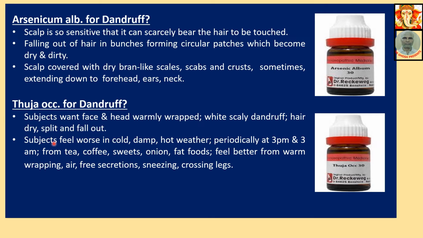Thuja occidentalis for dandruff. Subjects want face, head warmly wrapped. White scaly dandruff, hair dry, split, fall out. Subjects feel worse in cold, damp, hot weather, periodically at 3 p.m., 3 a.m., from tea, coffee, sweets, onion, fat foods. Feel better from warm wrapping, air, free secretions, sneezing, and crossing legs.